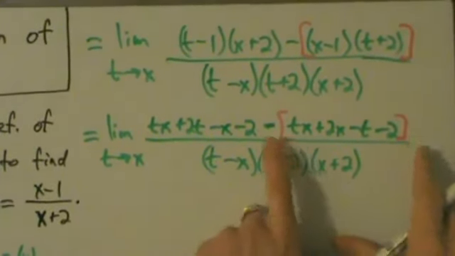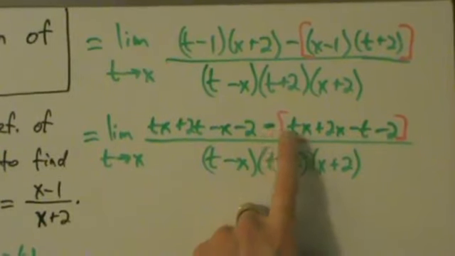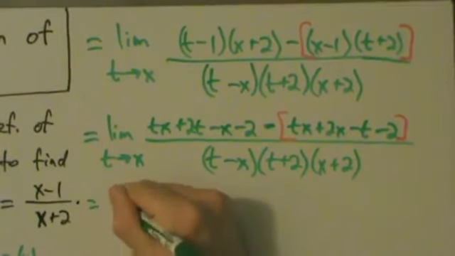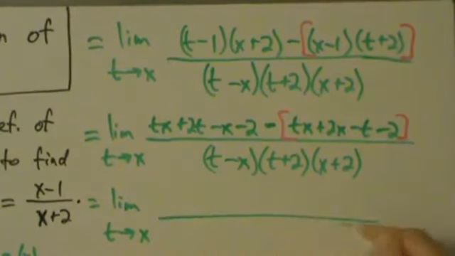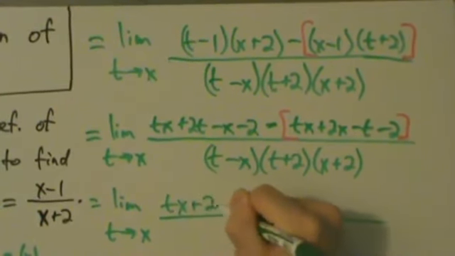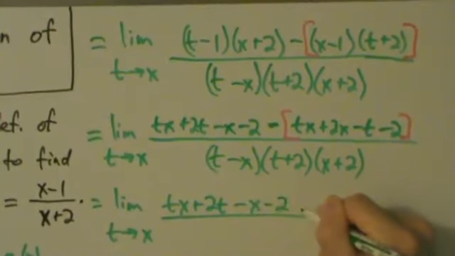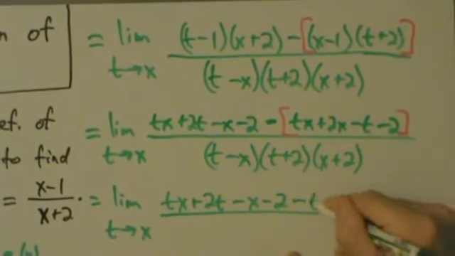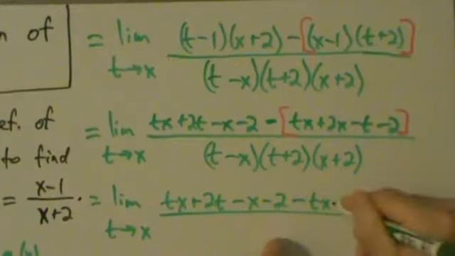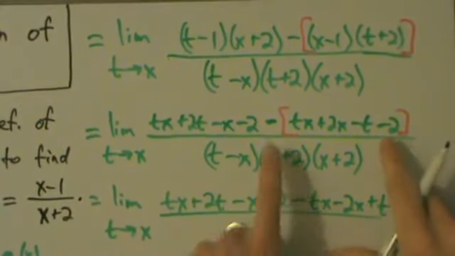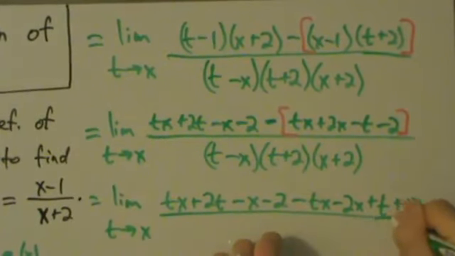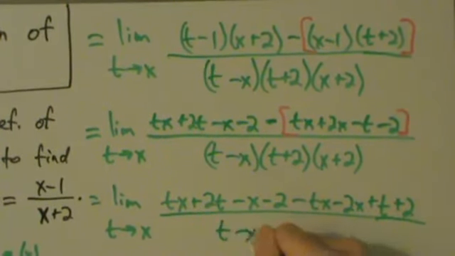Alright, now let's go ahead and drop these brackets. To do that we have to distribute this minus sign. Remember, this minus sign is like minus 1 times all this stuff here. So what this is going to become is equals the limit as t approaches x of tx plus 2t minus x minus 2, minus tx minus 2x, and then plus t, and then plus 2. And the bottom is still the same for now.